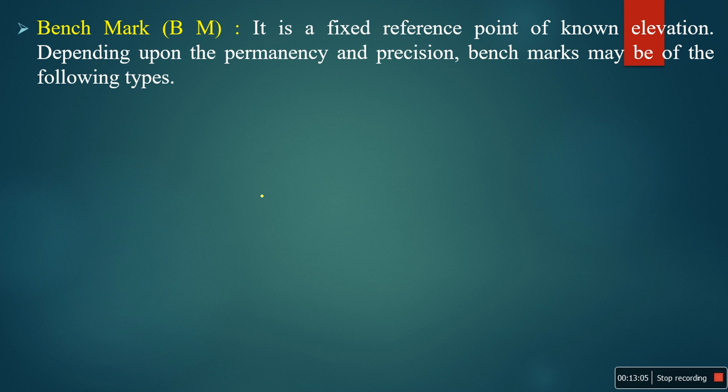Next we discuss the benchmark, that is BM. It is a fixed reference point of known elevation. Depending upon the permanency and precision, benchmarks may be divided into the following types. Okay, first understand the benchmark. A benchmark is the fixed reference point, or it is also called a datum line. We know the elevation height of that benchmark with respect to the datum surface, and it is called a benchmark.